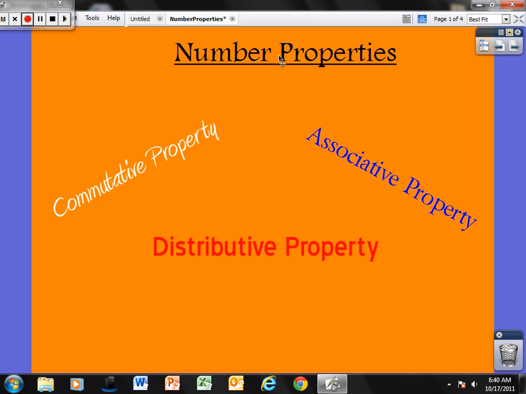Today I'm going to focus on number properties. We have three of them that we're really going to focus on in this upcoming unit for EDM, and also my pre-algebra kids too. You should know these number properties as well.